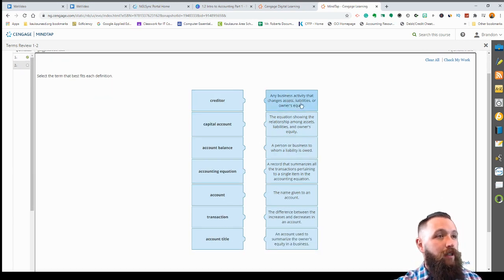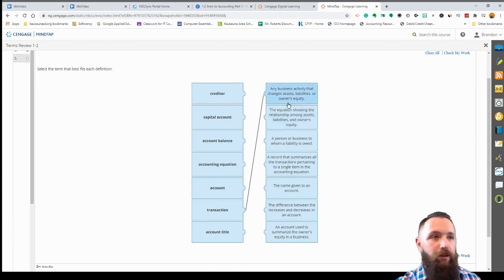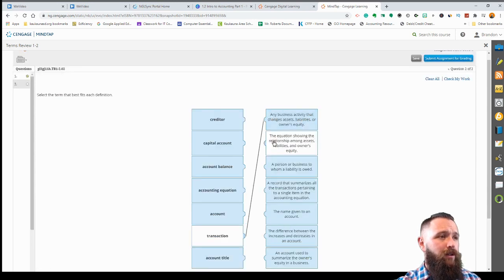Any business activity that changes assets, liabilities, or owner's equity. That sounds like a transaction to me, what we're working on all through this unit. Next, the equation showing the relationship among assets, liabilities, and owner's equity. Well, that's our accounting equation. A person or business to whom a liability is owed. That sure does sound like a creditor.